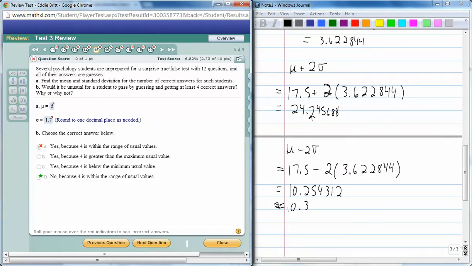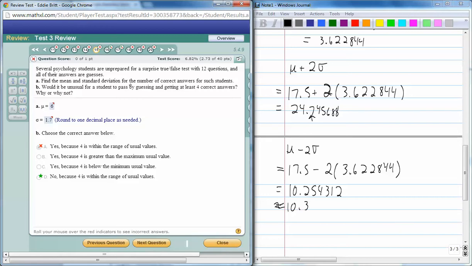Several psychology students are unprepared for a surprise true-false test with 12 questions, and all of their answers are guesses. Alright, we've all been there at one time or another. We've had to guess on something. If you guess on a true-false test, what's the probability of getting one right if you're just talking about one question? Well, if you guess true or false, there's just 2 outcomes. So the probability is 0.5, or 1/2 to get the problem right.